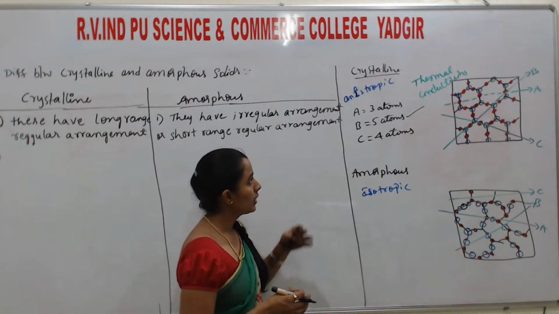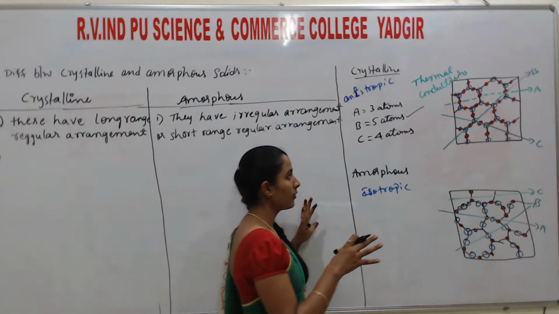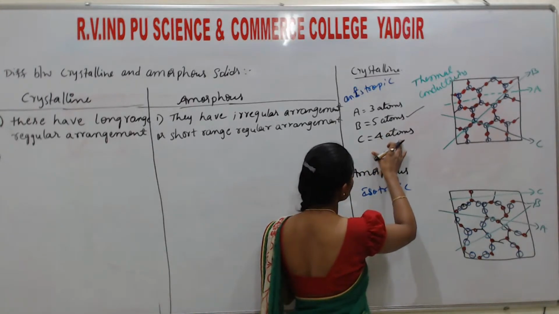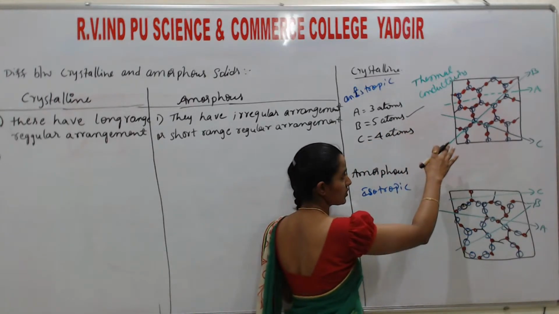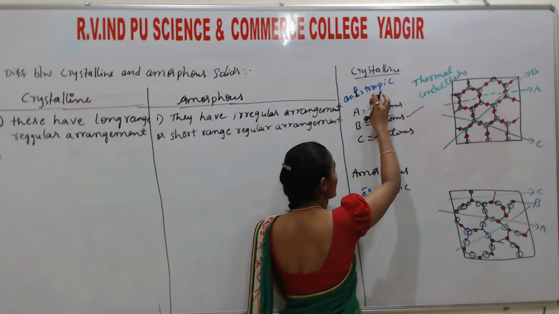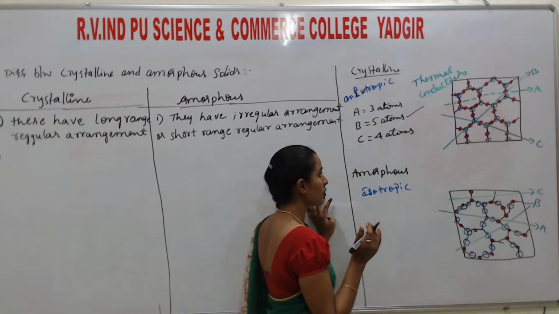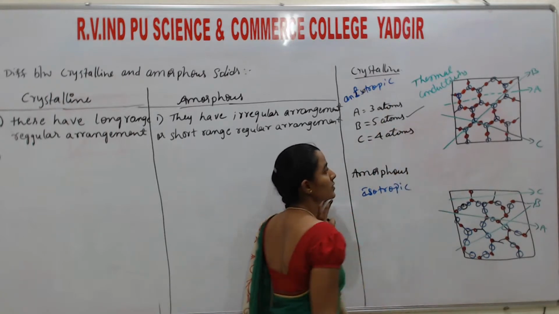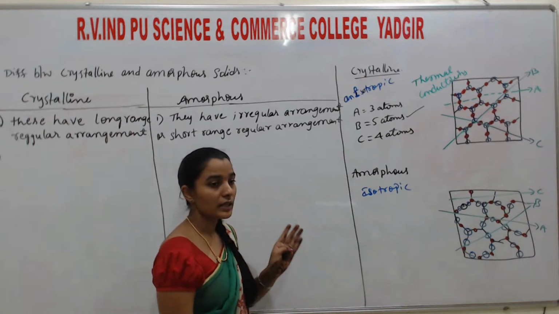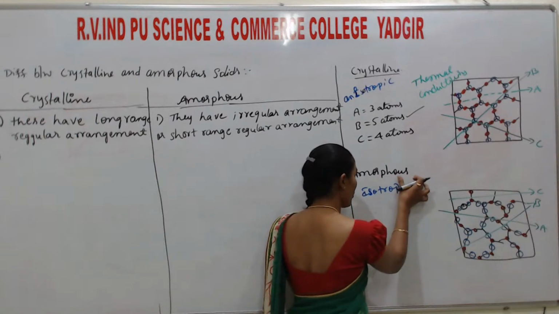They have different values at different points or in different directions, especially physical properties, like refractive index and refraction. If we measure in different directions, we will get different values. Iso means same, and aniso means different. Why is it called aniso? Because in all the directions we get different values for physical quantities. So in amorphous solids, what happens?